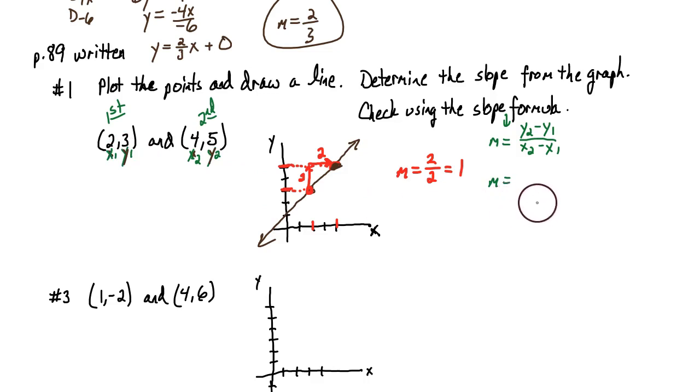Let's apply our formula. y2 is 5. y1 is 3. x2 is 4. x1 is 2. This makes 2 over 2, which reduces to 1. We got the same answer from the formula as we did by counting rise and run on our graph.